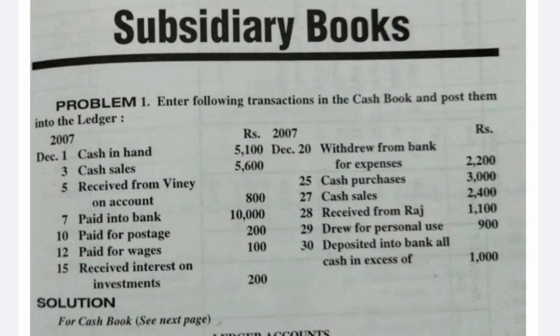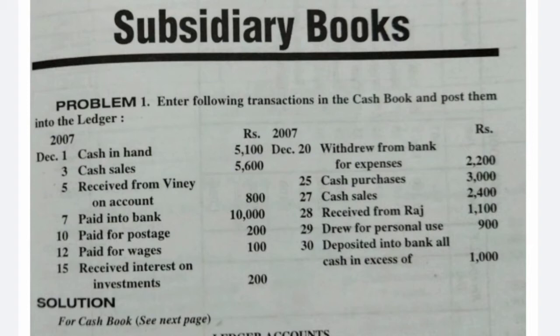So what they are saying is, deposit into the bank all cash in excess of rupees 1000. So you need to maintain only 1000 rupees balance in cash. Okay, in excess of rupees 1000 you need to deposit into the bank. So here the balancing figure comes to 17,400. If you subtract credit items, 17,400 minus 10,000 minus 200 minus 100 wages minus cash purchases 3,000 minus drawings 900, you will get 3,200 as a balancing figure.